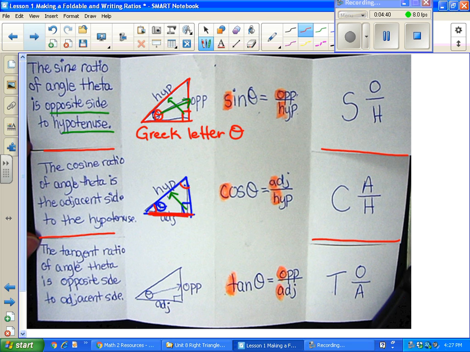For cosine, I'm only interested in the adjacent side to the angle and the hypotenuse side of the triangle. The cosine ratio of angle theta is the adjacent side to the hypotenuse. This is the mathematician's shortcut way of saying the same thing. That said, cosine of angle theta equals adjacent side to the hypotenuse.